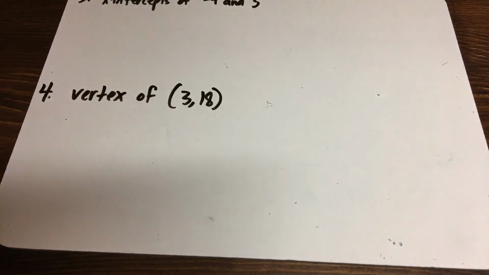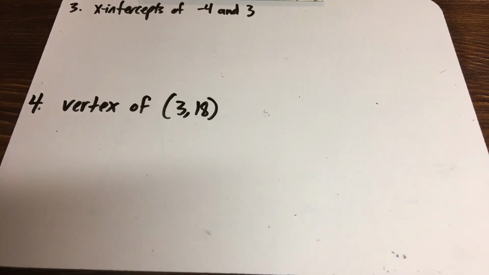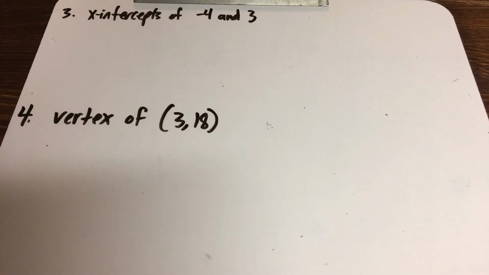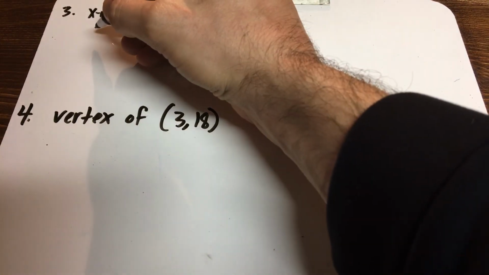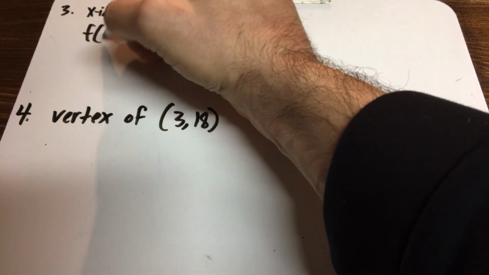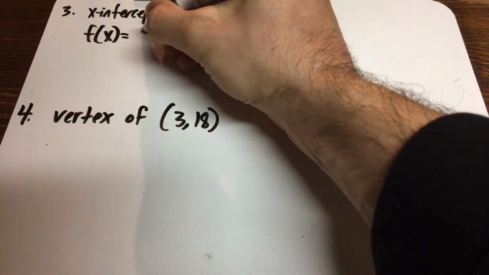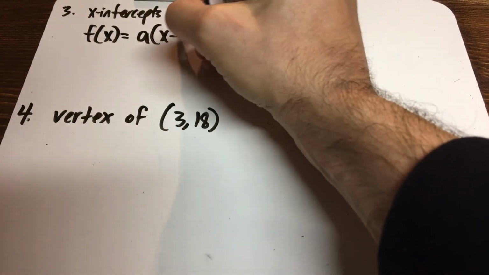Okay, number 3. A little more simple. They've given us x-intercepts. If they tell you x-intercepts, you're going to use the intercept form, which is, if I'm looking off my other board, I can see it. You can't see it because it's off screen right now. I'm going to use the intercept form, which is this.